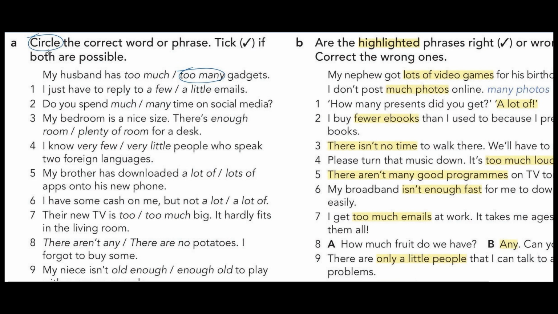And let's go. A. Circle the correct word or phrase. Tick if both are possible. My husband has too much or too many gadgets. Gadgets, countable noun, so too many gadgets. I just have to reply to a few or a little emails. Emails, countable noun. One email, 2 emails. So a few is the correct option.